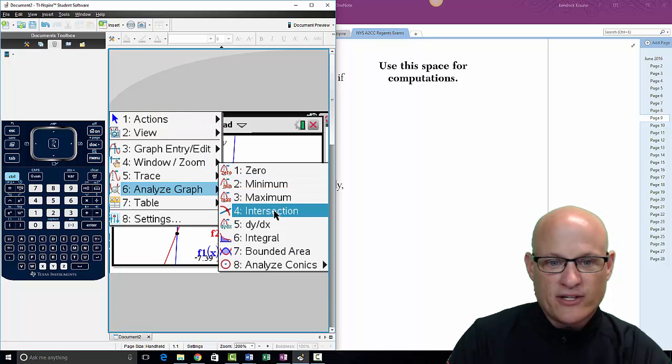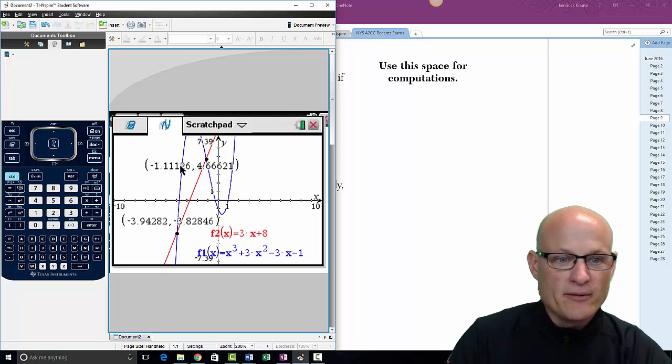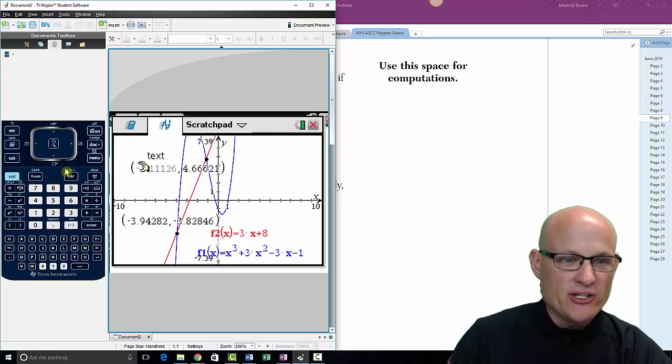Go and do it again. Menu, analyze graph, intersection. Click here, click here. There's your negative 1.1. That one works. Now it looks like there might be one up there. Sometimes it's hard to see.